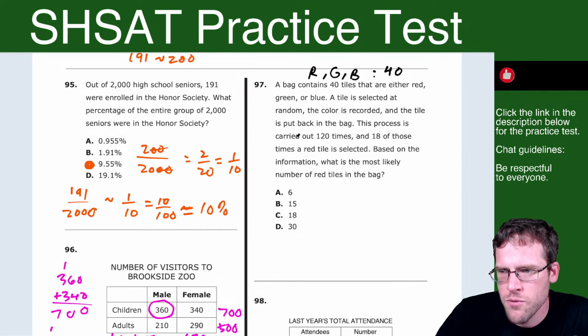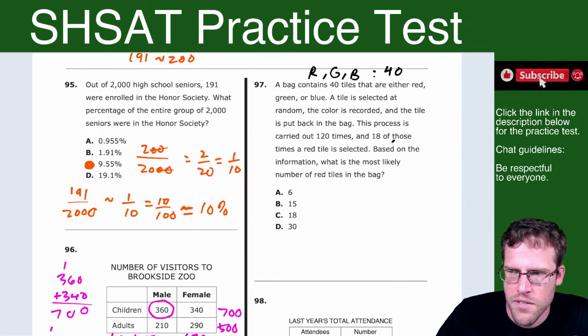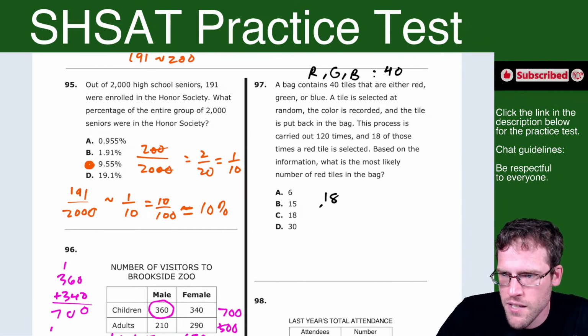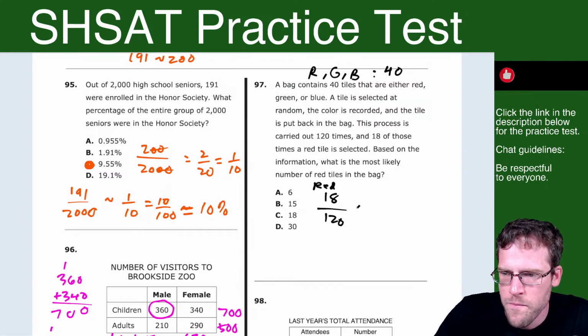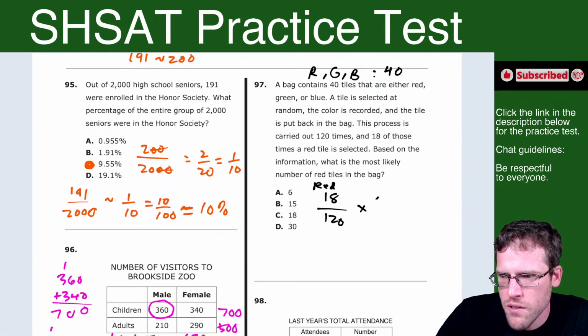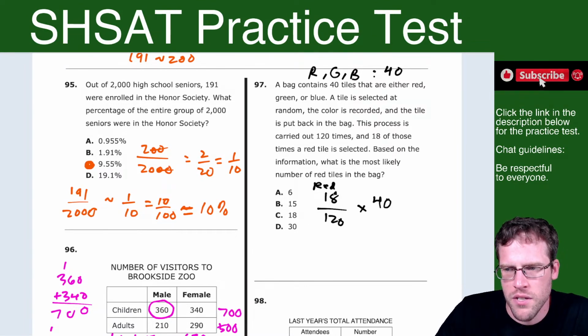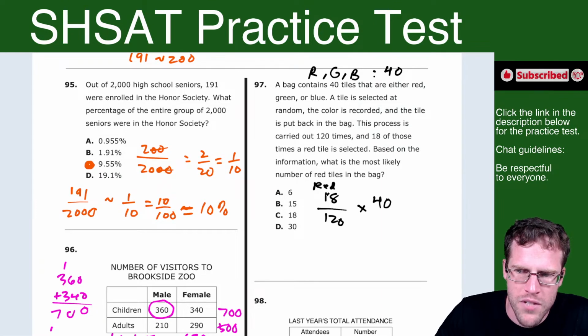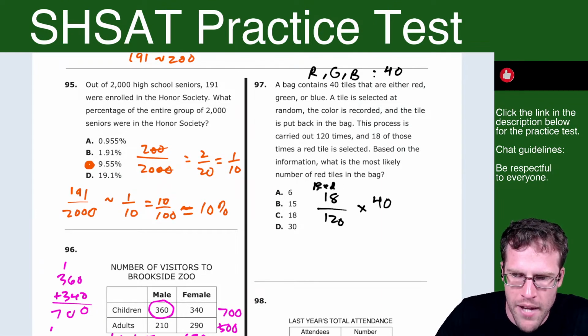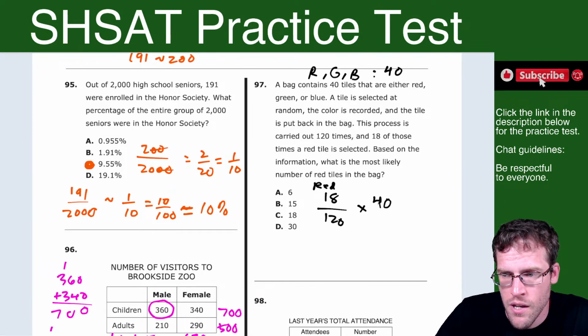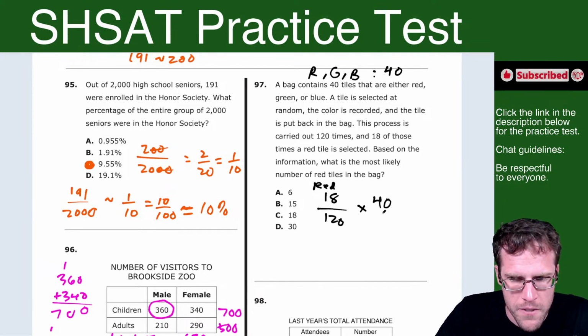Okay, so if the process was carried out 120 times, and 18 of those times, so that's 18 out of the 120, was red. This is like 1/6-ish. So I would do this times 40. Okay, so the probability is like the number of times out of the number total. So how many times did it happen out of the total amount of times we did this? And then we just multiply that by 40.